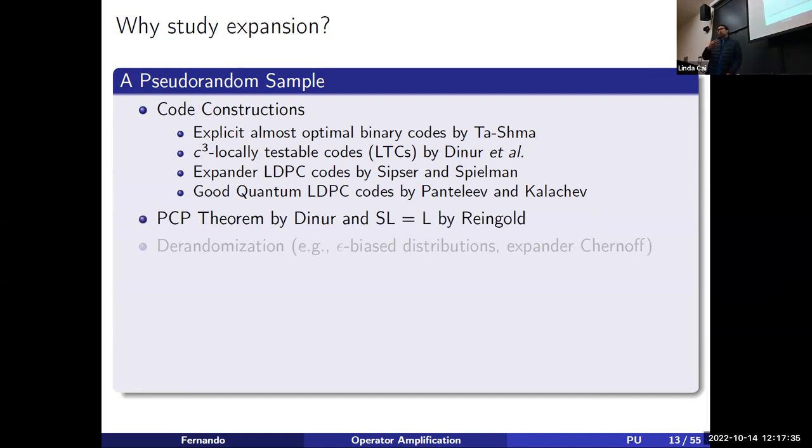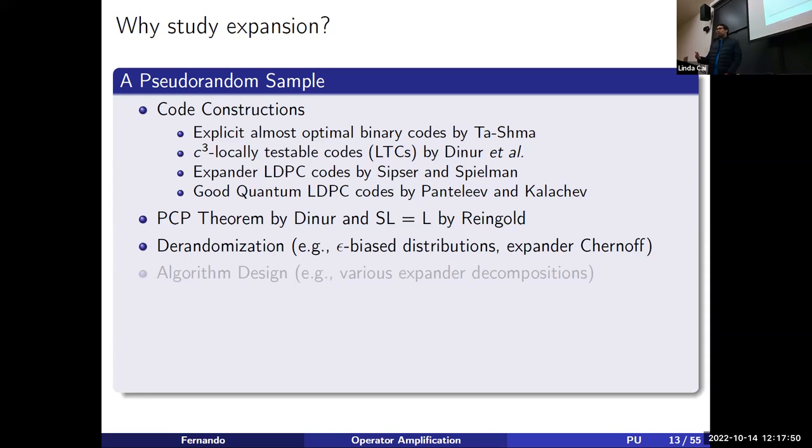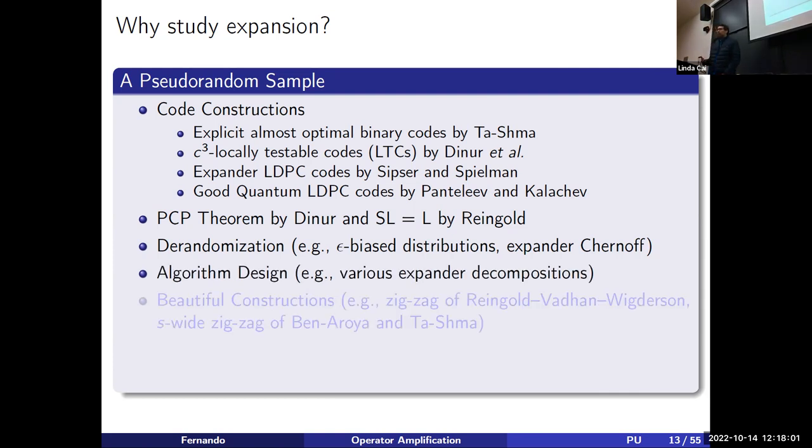And major theorems in computer science can be proved using expanders. Dinur has a proof of the PCP theorem that uses expanders. We have the SL equals L result of Reingold, which essentially transforms a graph into an expander. In derandomization, sometimes we have an algorithm where we want to construct some explicit objects, so we have epsilon-biased distributions and expander Chernoff bounds. It gives us a lot of tools in derandomization. In algorithm design, we have several expander decompositions. Chuzhoy has beautiful expander decompositions here. So very good.